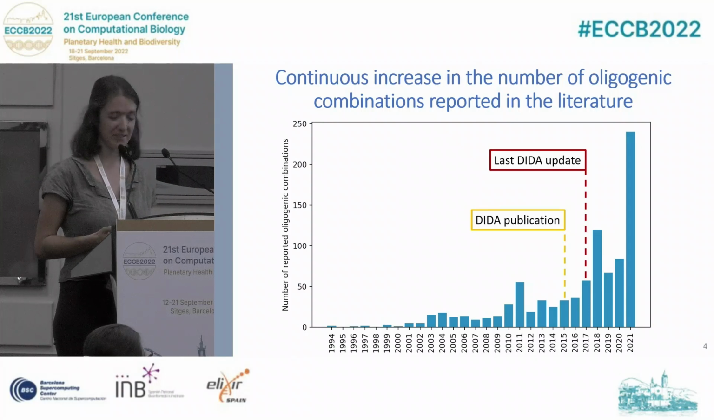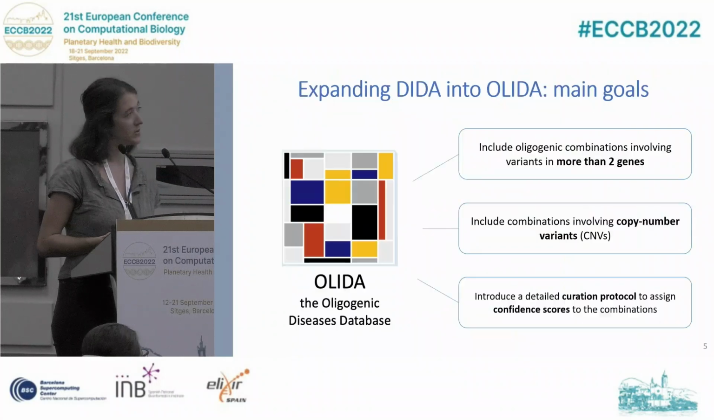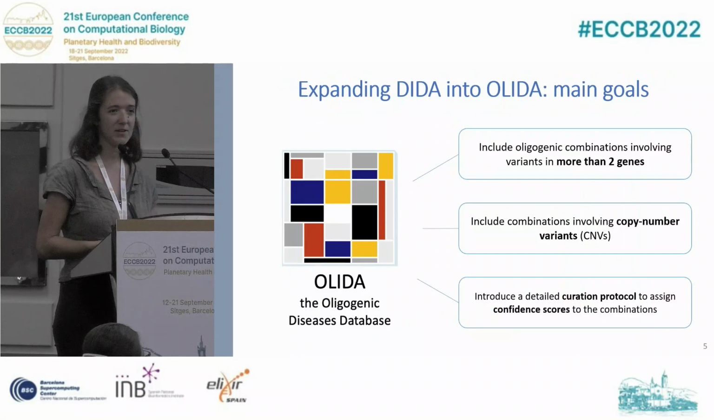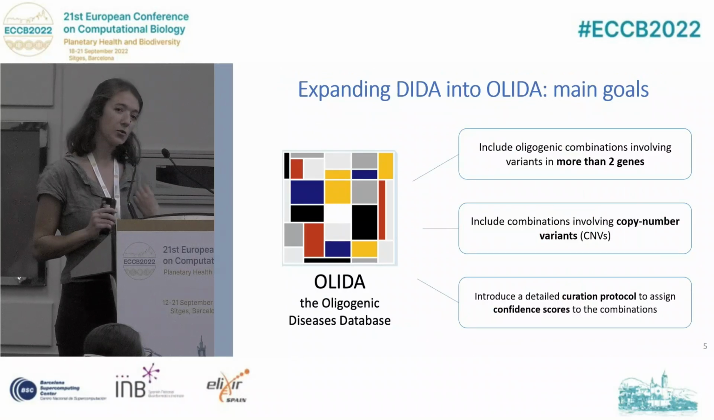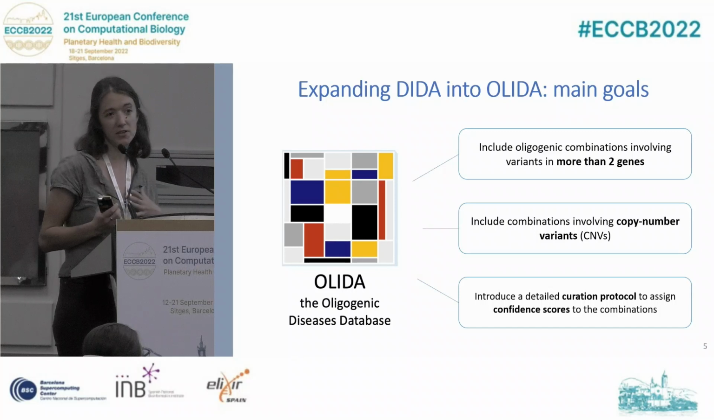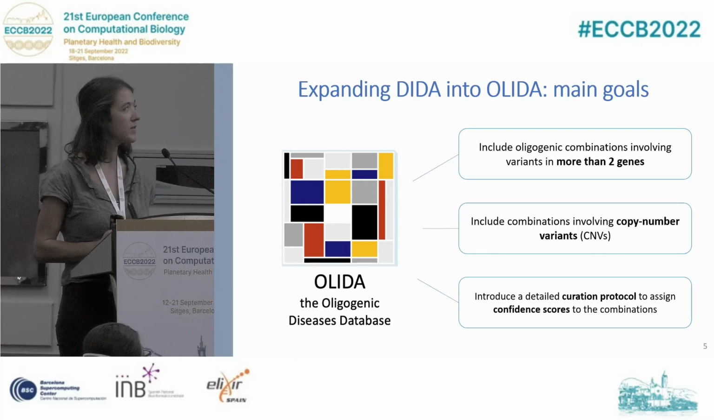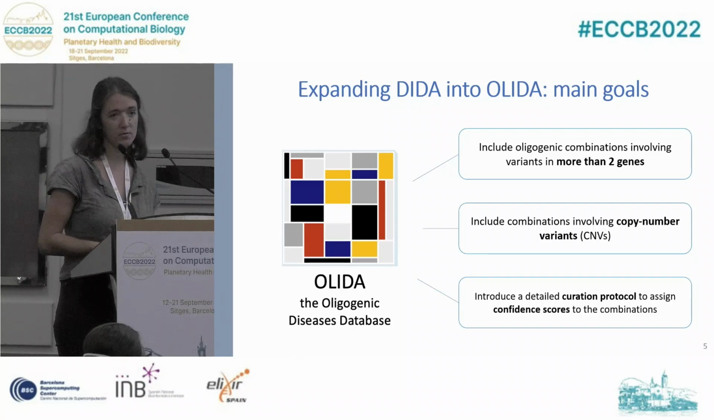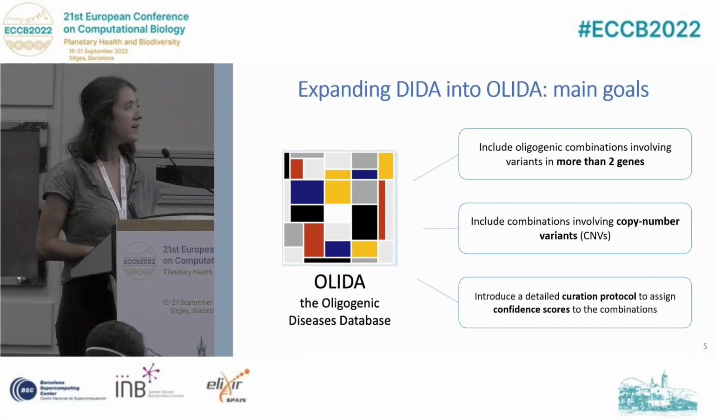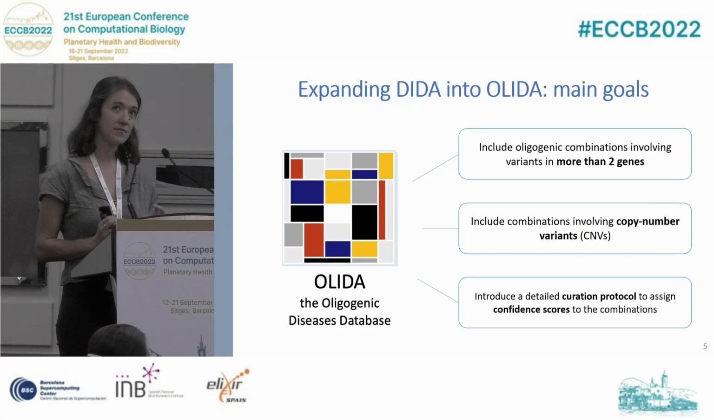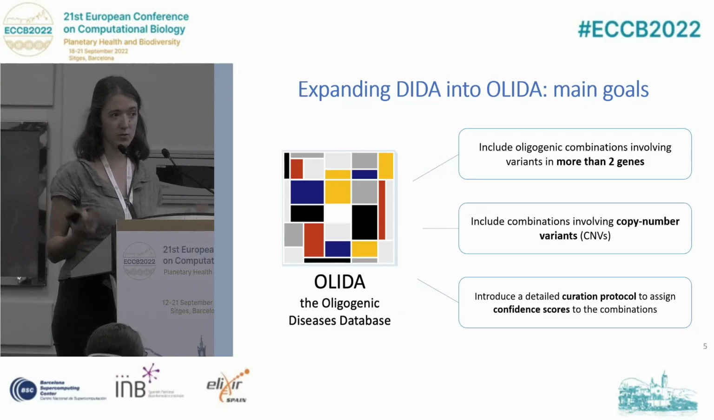So in order to tackle these issues, we developed a new database called OLIDA, the Oligogenic Disease Database, which had three main goals. The first one was to include oligogenic combinations which involved variants in more than 2 genes, which were not collected in DIDA. The second one was also to include new types of variants, such as copy number variants. And the third one was to have a detailed curation protocol that assigns confidence scores to the different combinations in the database based on the evidence that associates them to a disease.